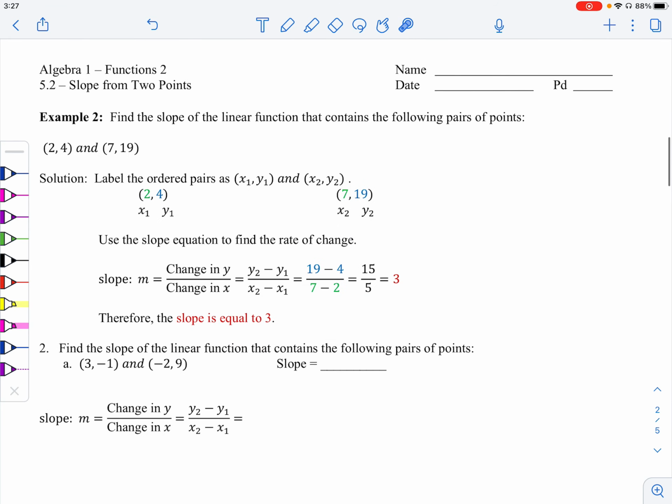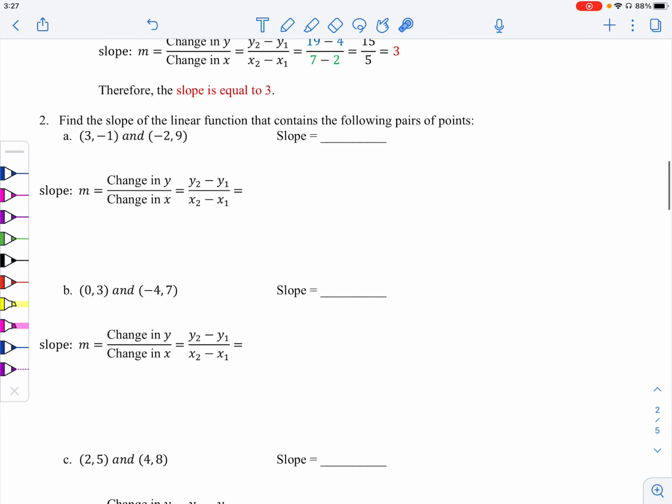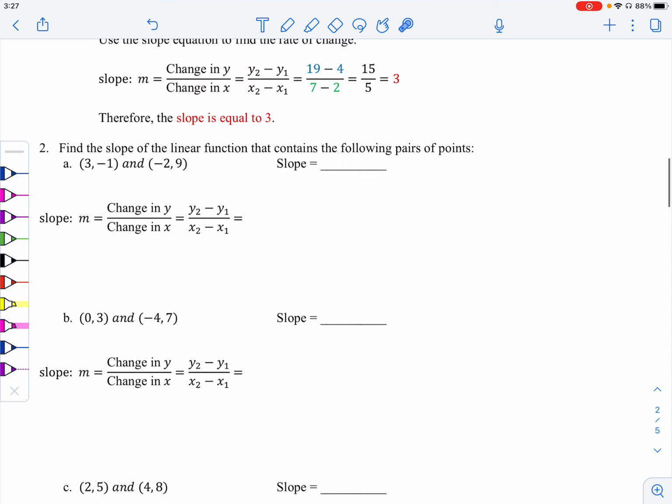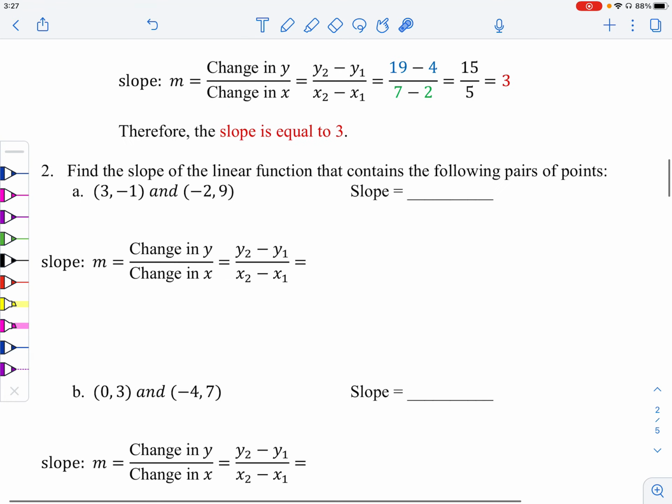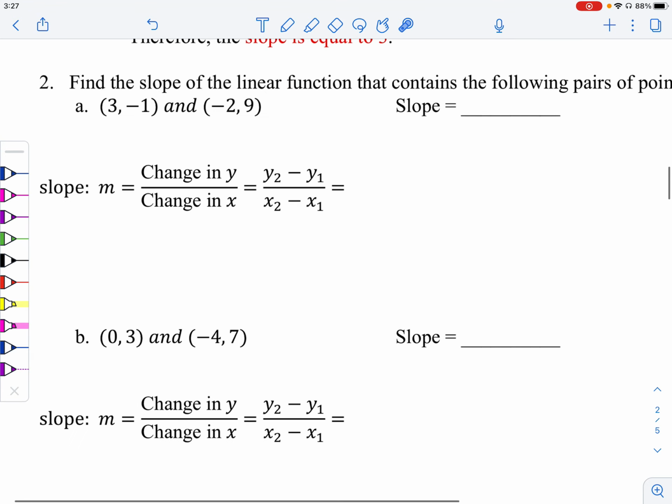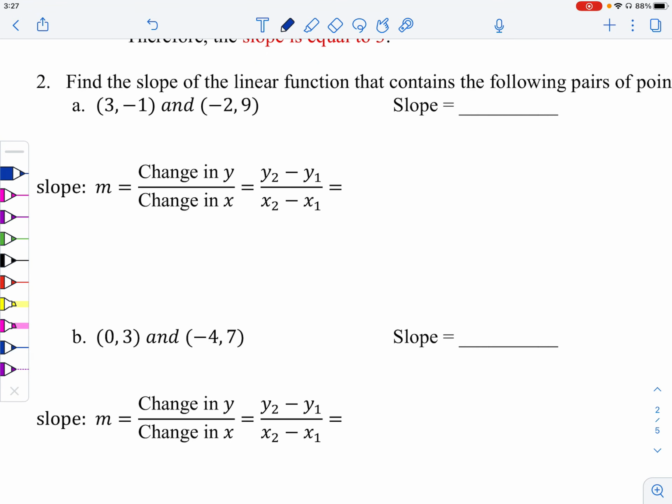Let's go to number 2, right? So here's the same thing. We're going to have our 2 points. We're going to identify our first point, which is x1, y1. Our second point, x2, y2. And we're just going to use our equation right here. Y2 minus y1 over x2 minus x1. And we just substitute our values.